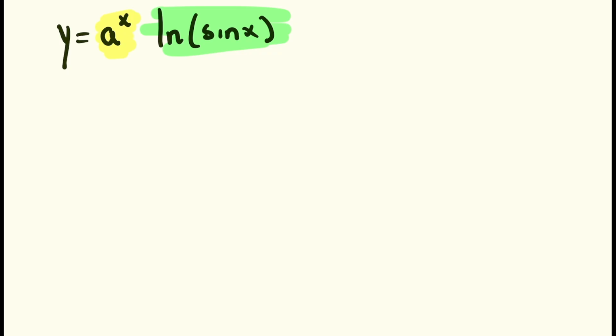That means that we need the derivative of the first bit times the second, leaving the second alone, plus leave the first alone, derivative of the second. To do that, we're going to need the derivative of both the first and second bits. So we're going to do that as an aside, and then we're going to piece everything together to make it look really nice. All right, so let's start off with y is equal to a to the x.